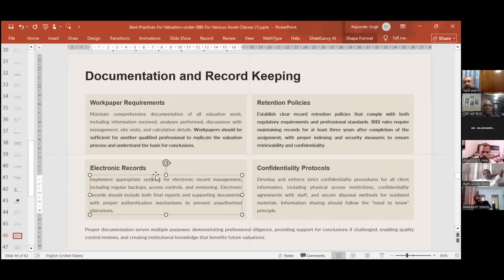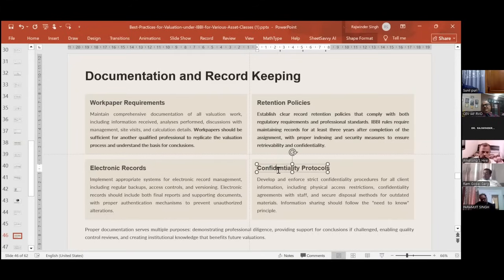And of course, you may maintain the record electronically. Because in today's scenario, these are very important. So, implement appropriate systems for electronic record management, including regular backups, access controls, and versioning. Electronic recording should include both final reports and supporting documents with proper authentication mechanism to prevent unauthorized alterations. And this slide is very, very important for inspection purposes also.